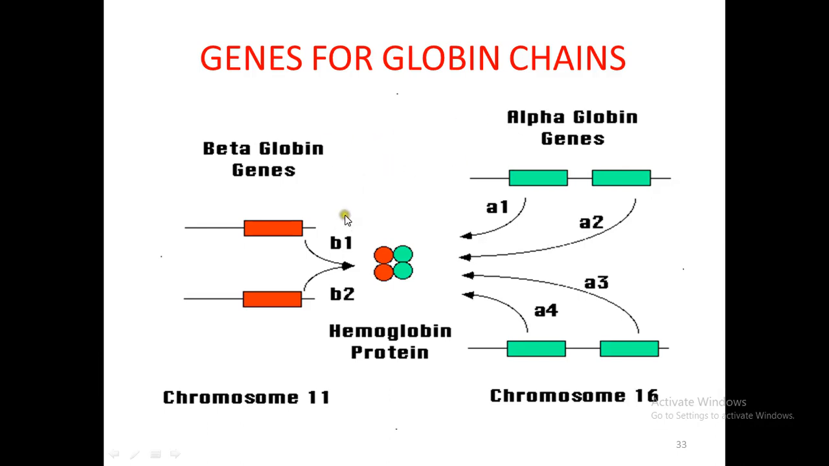The genes for globin chains. These are beta globin genes found on chromosome 11. There is one gene on either chromosome 11, and these two are going to make the beta globin chain. But for the alpha globin chains, the alpha globin genes are found 2 each on chromosome 16. And so there are four genes responsible for the synthesis of the alpha globin chains in the hemoglobin molecule: alpha 1, alpha 2, alpha 3 and alpha 4.